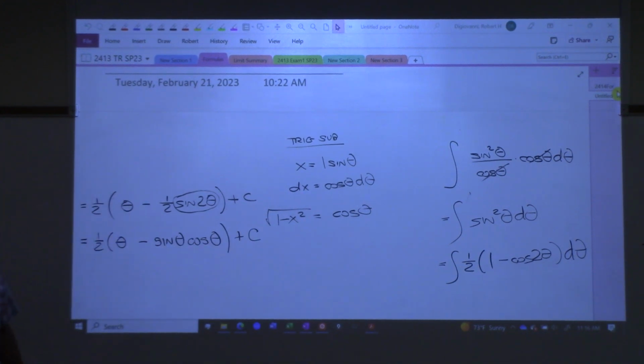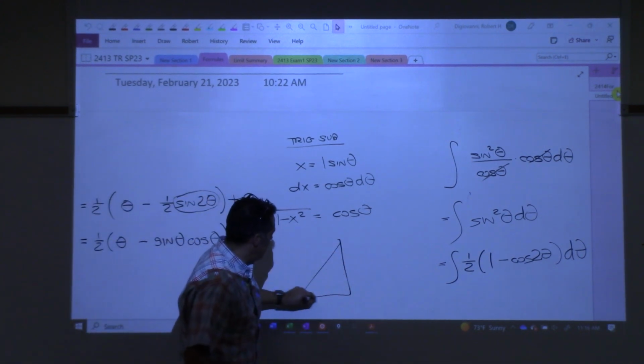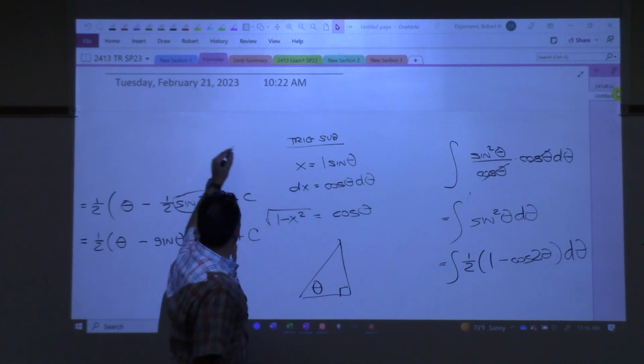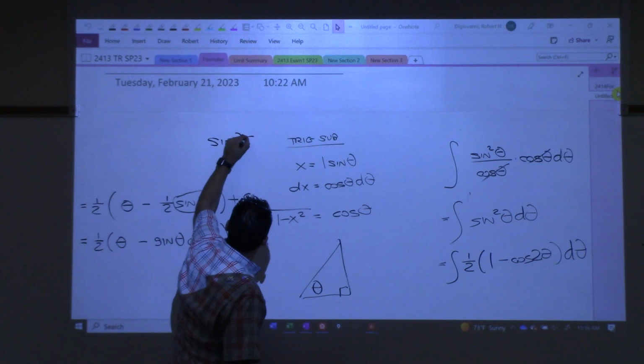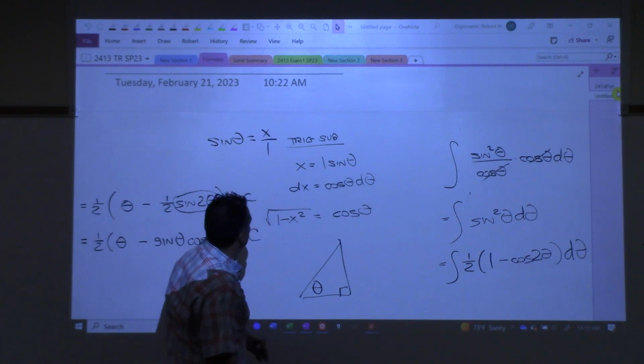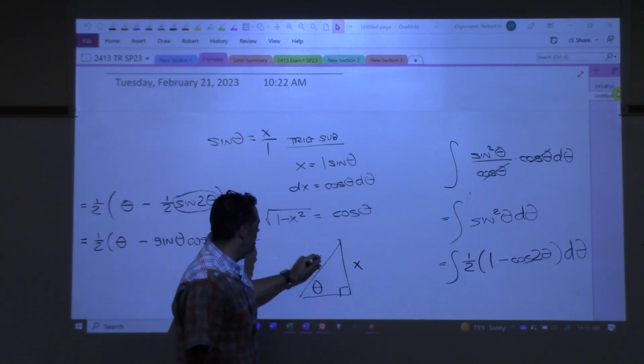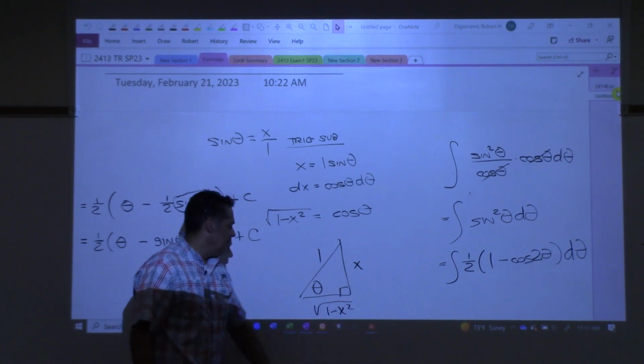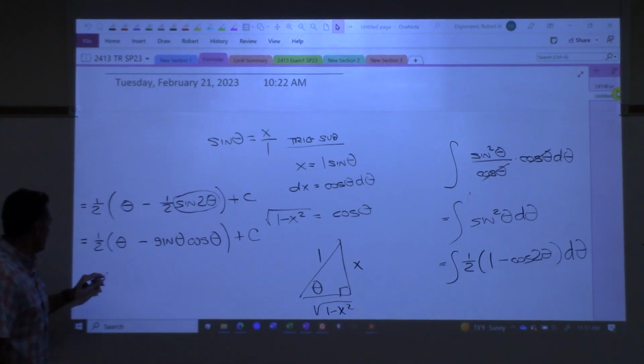And then you either make a triangle or maybe you have the information. But I'm going to keep going. The triangle, I base my triangle off of that information right there. That sine theta is x over 1. And sine is opposite over hypotenuse. And then that lets me solve for the adjacent side. And so I can fill everything else out here.